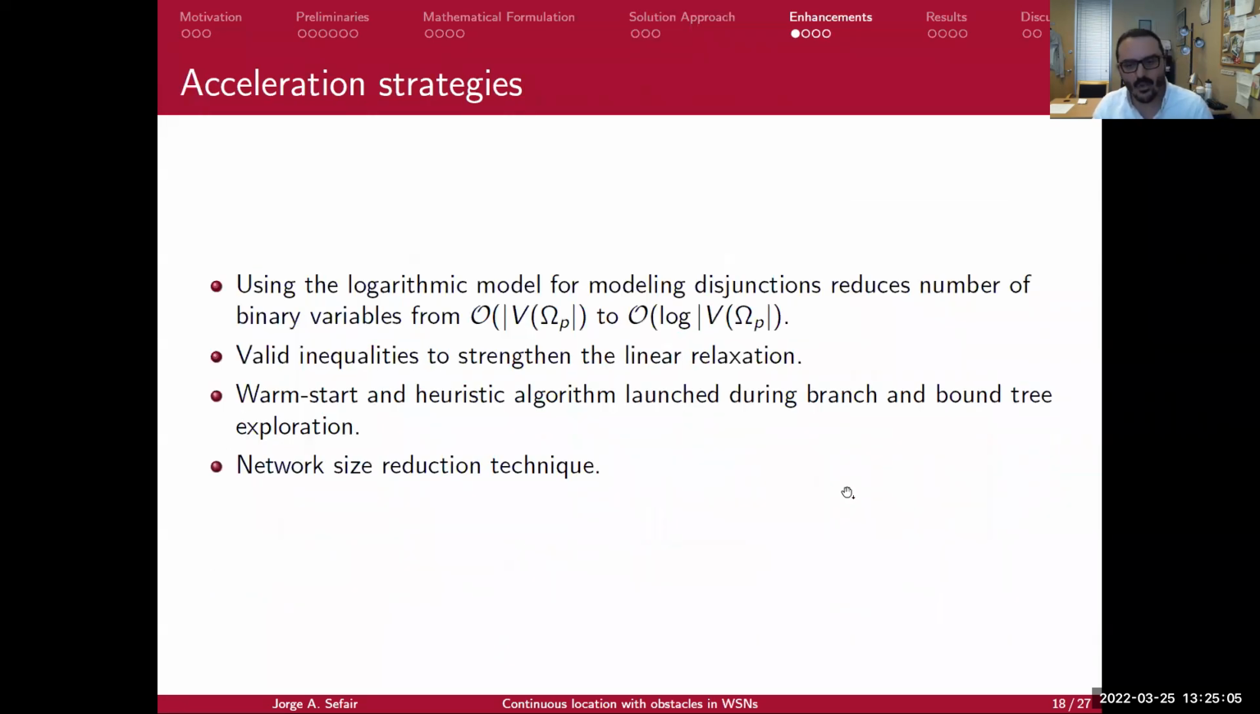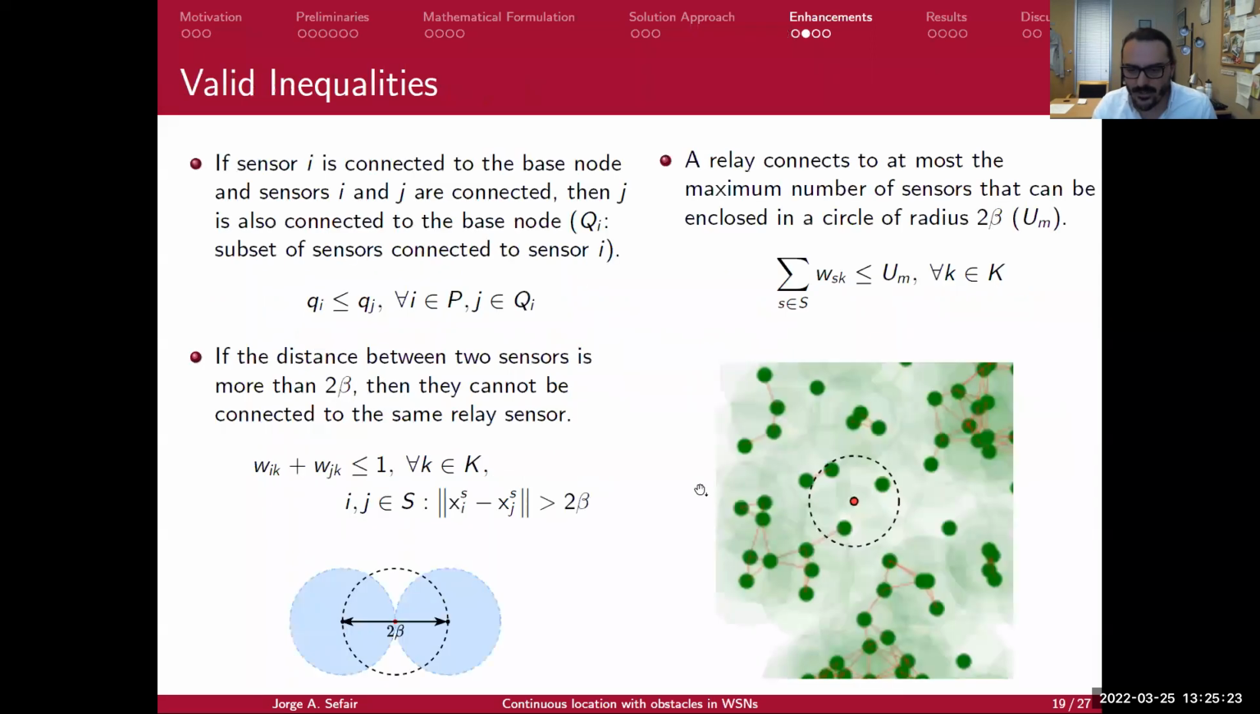Some enhancements. So of course, the logarithmic trick helps a lot reducing the number of binaries. So I'll show you a sample of valid inequalities we use, and I will show you some other algorithmic tricks that we use to solve large instances of this problem. And then the network size reduction technique is something we're working on, and it's very promising. I'll show you the ideas that we have so far.